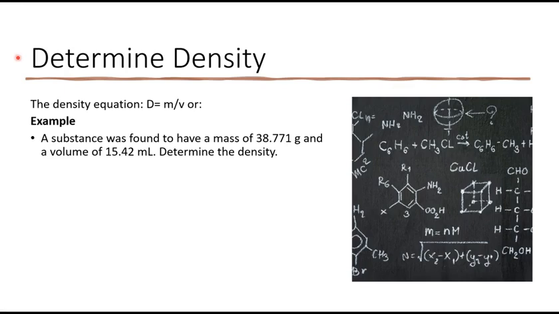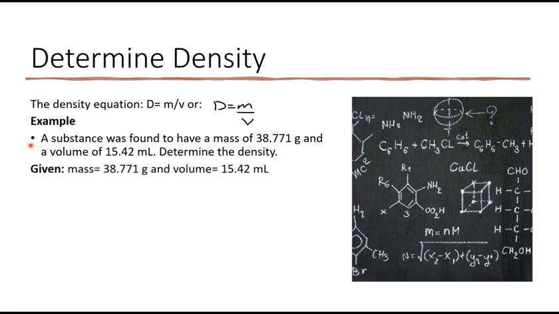Now let's determine density. The density equation is density equals mass over volume. Recall that this sideways slash here really means a horizontal line. So density is equal to the mass of our substance over the volume of our substance. For example, a substance was found to have a mass of 38.771 grams and a volume of 15.42 mLs.